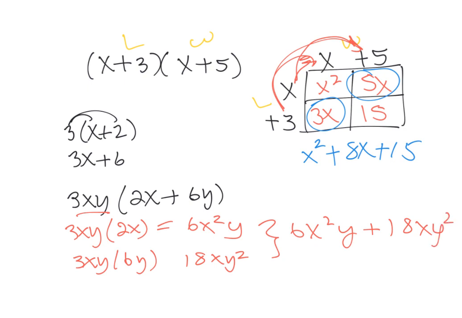18xy squared. Now you may be wondering, can you add these together? But if you notice, you have an x squared and a plain x to the first. And the variables have to be raised to the same power in order to combine them. So we cannot combine them, and this would be your final answer.